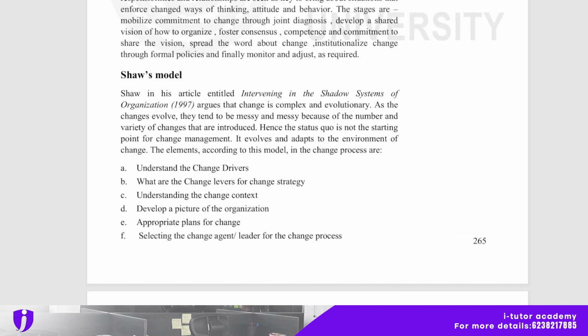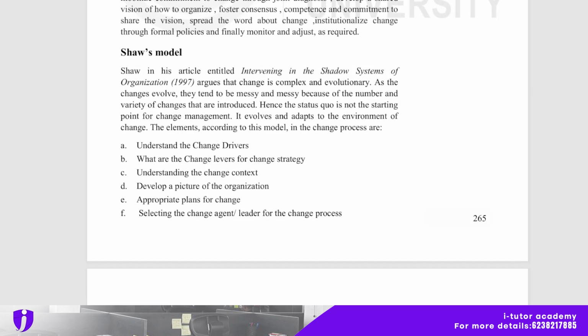And Shaw's model. Shaw, in his article entitled Intervening in the Shadow System of Organization, in 1997, argues that change is complex and evolutionary. As the change evolves, it tends to be messy because of the number and variety of changes that are introduced. Hence, the status quo is not the starting point for change management. It evolves and adapts to the environment of change.